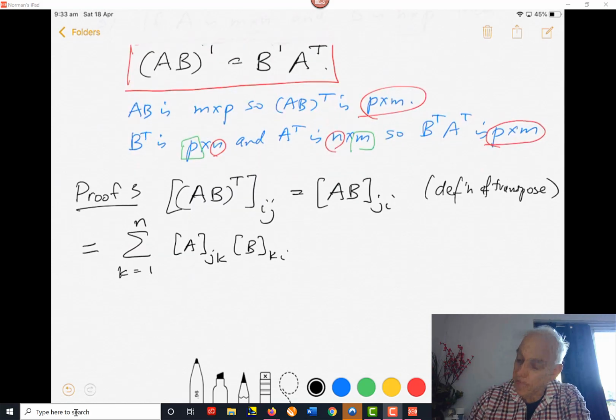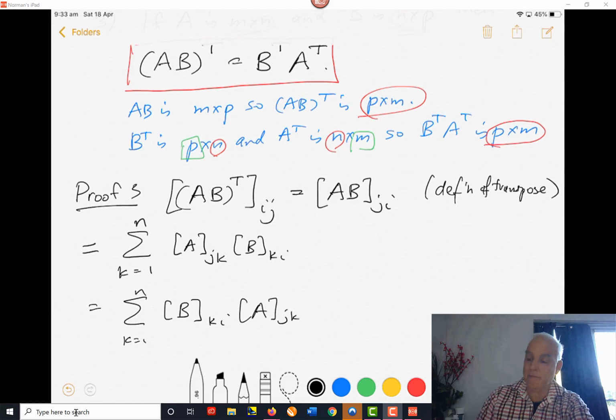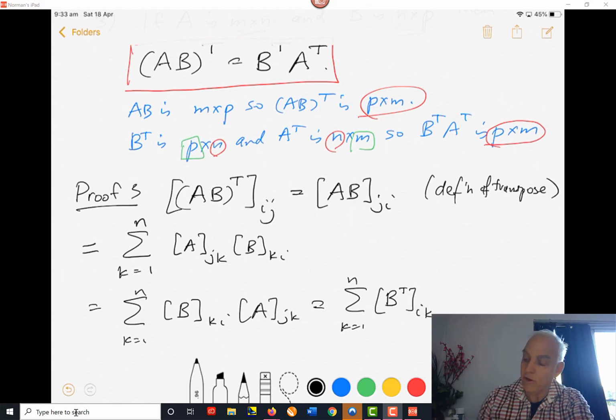But this is then also equal to the sum from k equals 1 to n. I will write it with the B's first: B kj times A ik. And then I'm going to write this as the kjth element of B is the same as the jkth element of B transpose. And A ik is the kith element of A transpose.